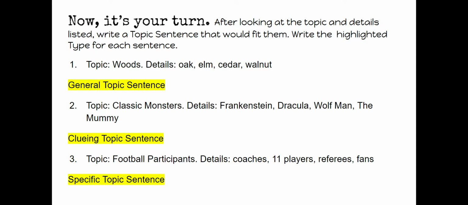And then number 3, I have to give a specific topic sentence. So if my topic is football participants, I'm going to list my details. So I'm going to say there are coaches, 11 players, referees, and fans in football. So then I know in my paragraph, I'm going to be talking about the coaches, the 11 players, the referees, and the fans. That's it. No more, no less.